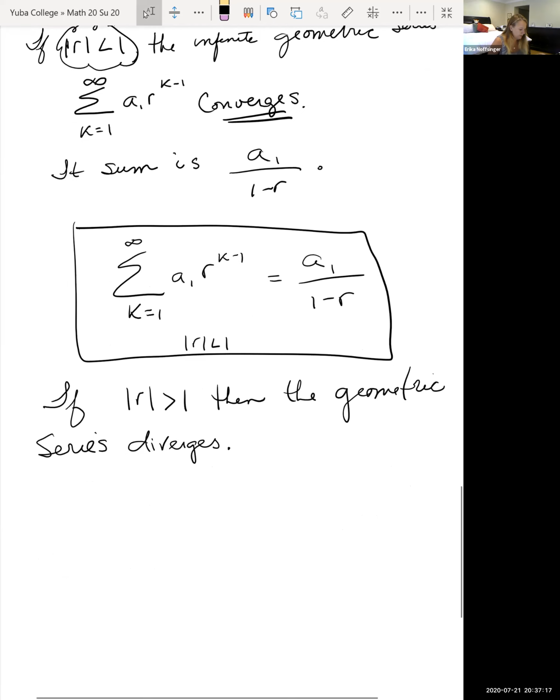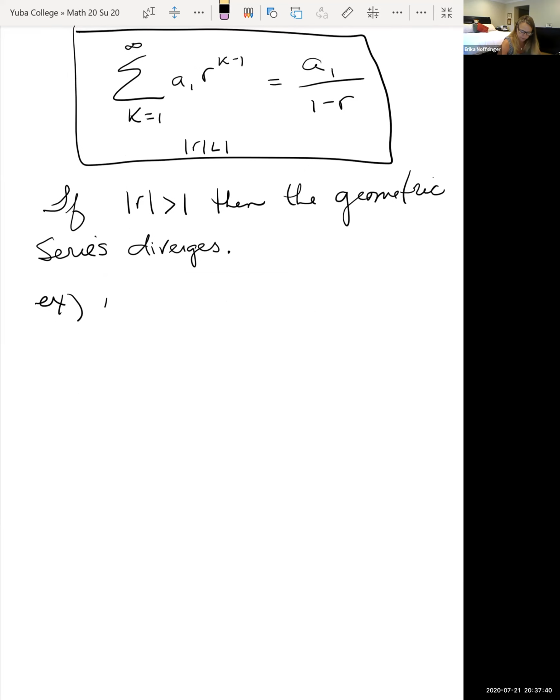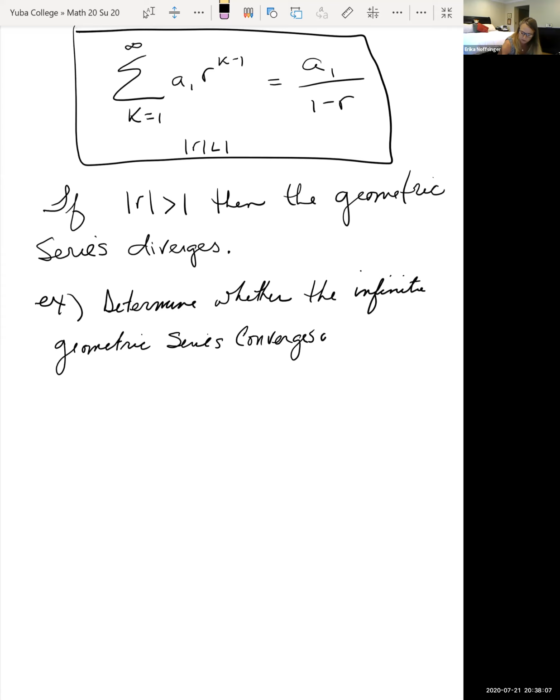So let's look at an example. Determine whether each infinite geometric series converges or diverges. If it converges, find its sum.